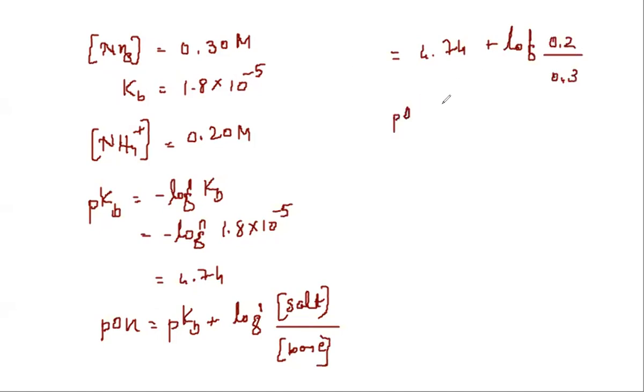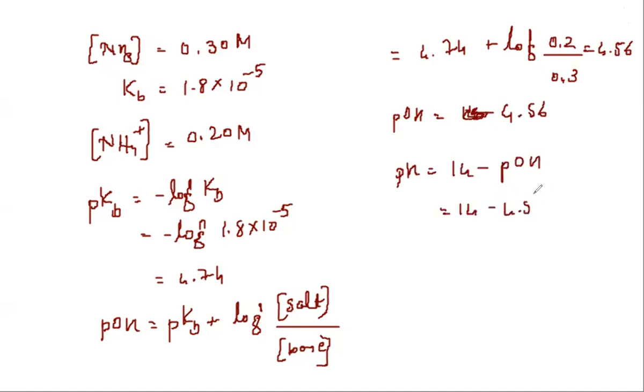You will get the answer 4.56. Yes, 4.56. So this is pOH. Once we know pOH, calculating pH is not difficult because it is 14 minus pOH. So 14 minus 4.56 comes out to 9.44.